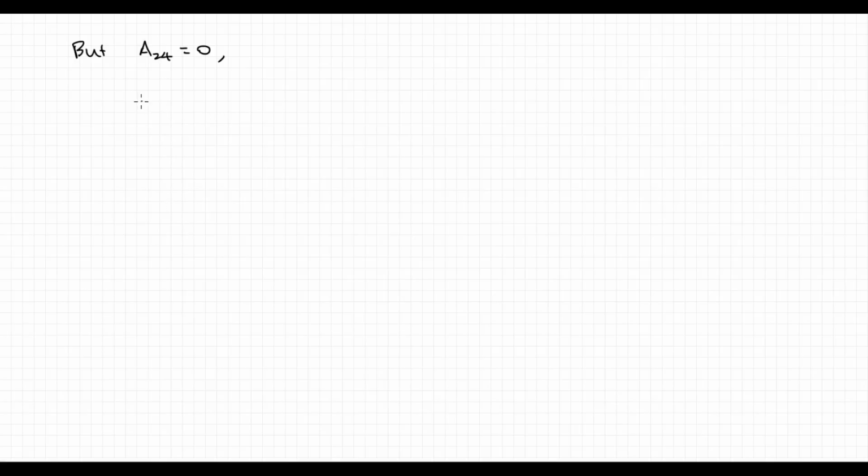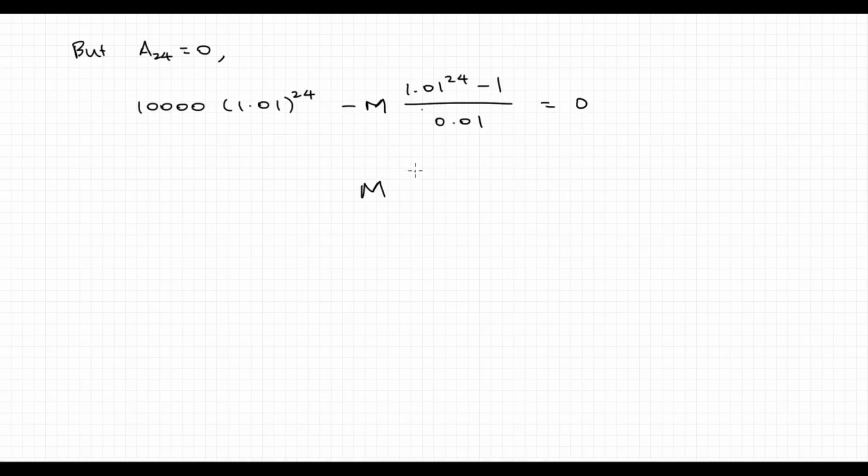So what that means is that 10,000 times 1.01 to the power 24 minus m times (1.01^24 - 1)/(1.01 - 1), which is 0.01, has to be equal to 0. And this allows us to solve for m, which is how much Jennifer needs to repay at the end of every month. Rearranging this, we get m times (1.01^24 - 1)/0.01 is equal to 10,000 times 1.01 to the power 24.